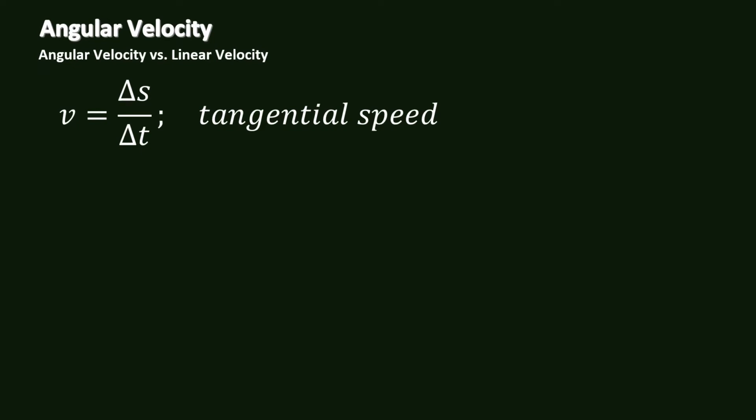So let's talk a little more about angular velocity versus linear velocity, or tangential speed. Okay, so this is our general tangential speed, where delta S is the arc length, not the angle, but the arc length, and delta T is the time for that interval. Now, the equation for angular displacement: delta theta is equal to the arc length divided by the radius. Or we can also say that the arc length, delta S, is equal to R times the angular displacement.